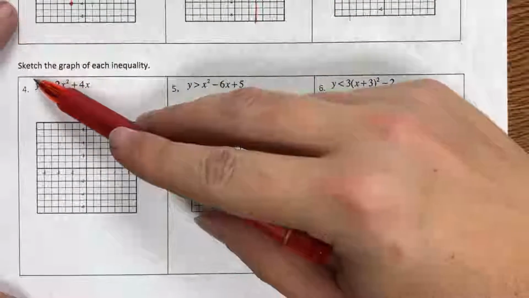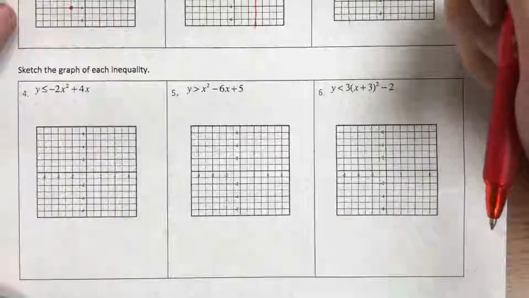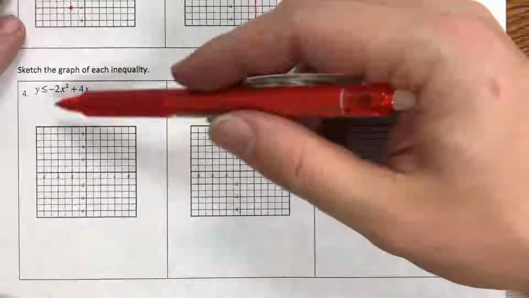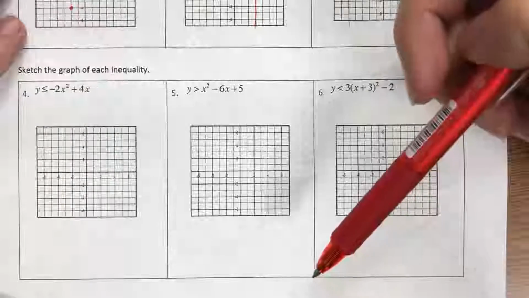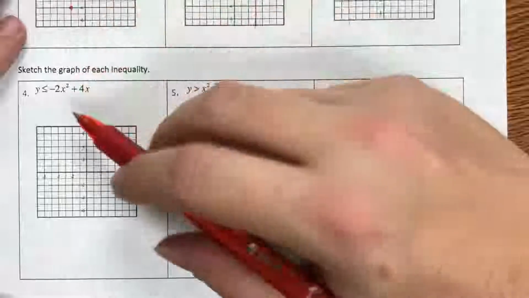So to do questions 4, 5, and 6, they ask me to sketch the graph of each inequality. So I need to be able to find the vertex of this. There are a couple of ways to be able to do that. I'm going to go ahead and do completing the square on this one.